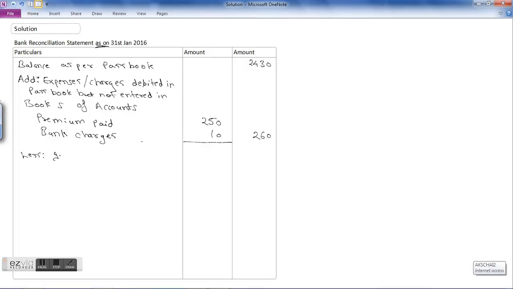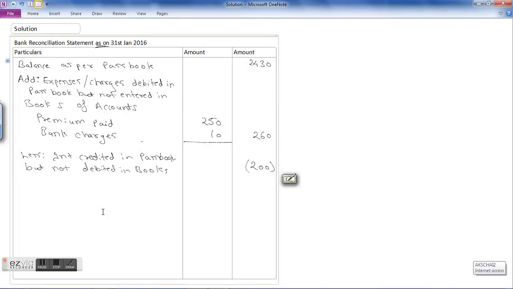So less: interest credited in passbook but not in the books. Okay, how much is that? 200. So 200 we have to reduce it. Okay, now if you don't understand how to go from passbook to books of accounts, what you can do is some rough work here.